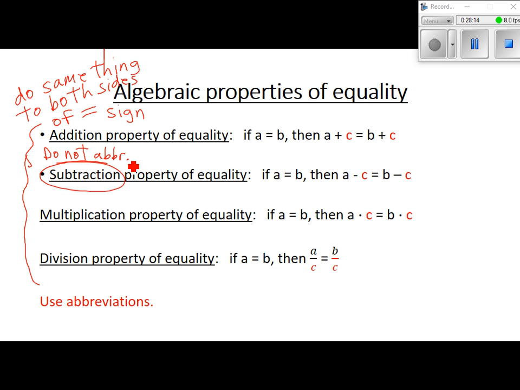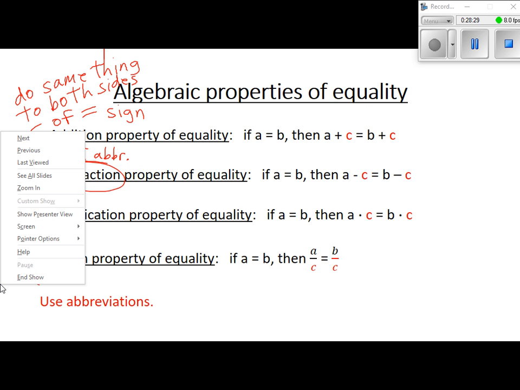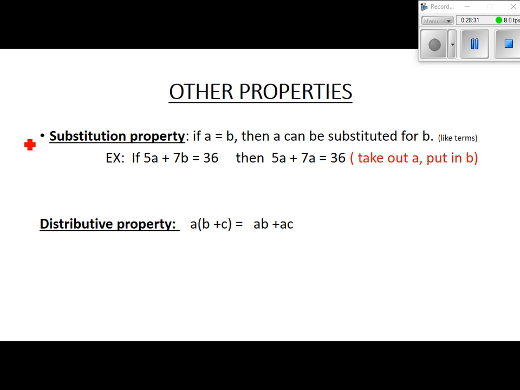What are some other properties that you had in algebra? You guys told me at least one. Substitution. Distributive property. Look at your paper now to find them. Symmetric and transitive. Fill in what you need to fill in on these two. Please make sure these notes are getting into your binder where they belong.